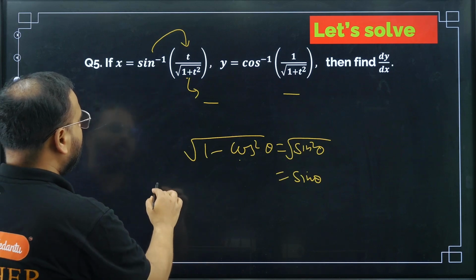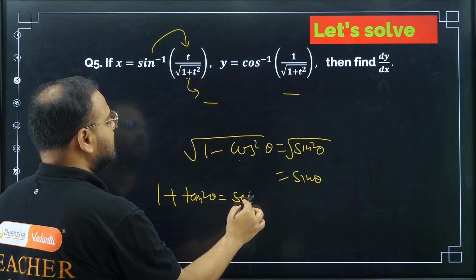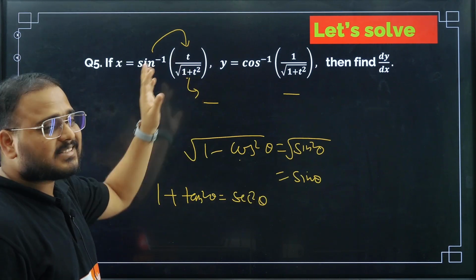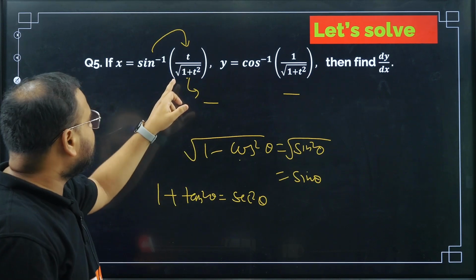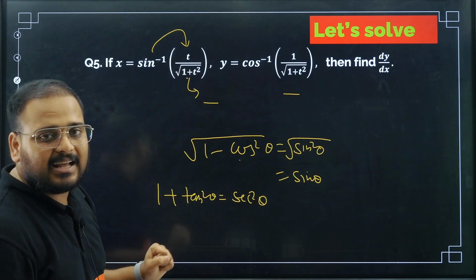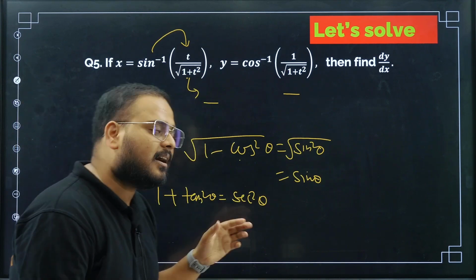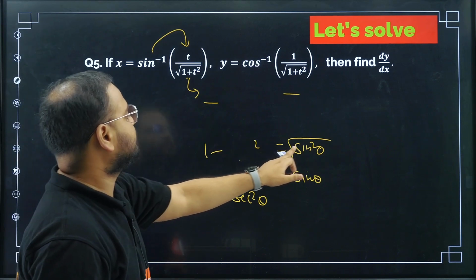Remember this formula, 1 plus tan square theta is simply secant square theta. So if I put t as tan theta, this root will be cancelled. Please check. If I put t as my tan theta, this root will be simply sec square theta and will become sec theta, right? So that's what we're gonna do. These things you should know, bacha.